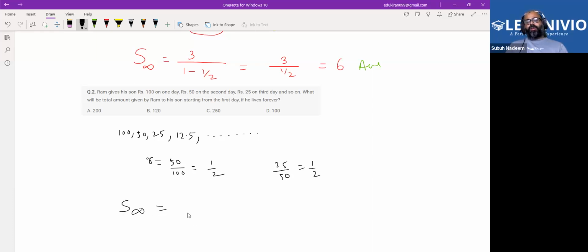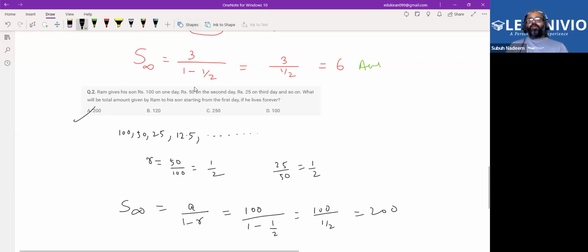So what is the formula? A by 1 minus R. What is A here? The first term, that is 100. And what is the common ratio? 1 minus half will be half. So it is 200. So simply 200 is your answer. As we did in the above example, the first term was 3. Here it is 100. Rest, the common ratio is the same.